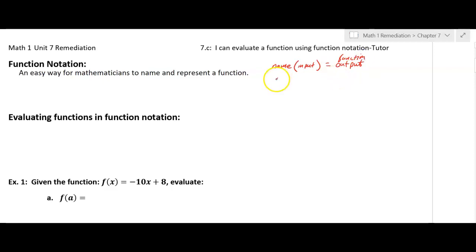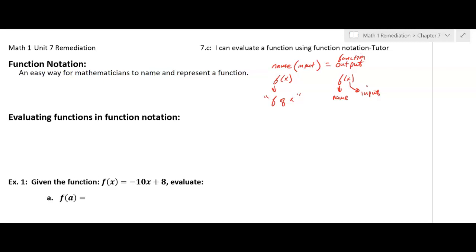When we see something like this, we would read this as f of x, meaning the name of the function. So in f of x, f is the name of the function, and x is the input of the function, okay? And that's really important to know and understand.